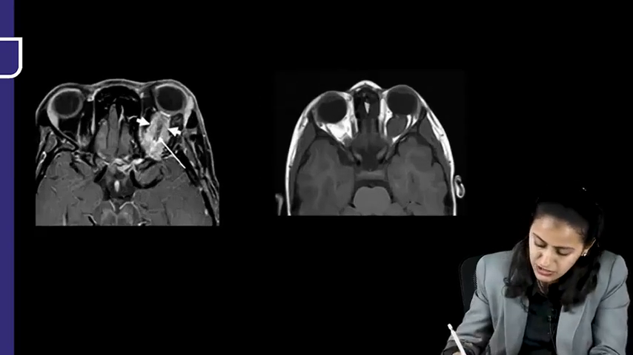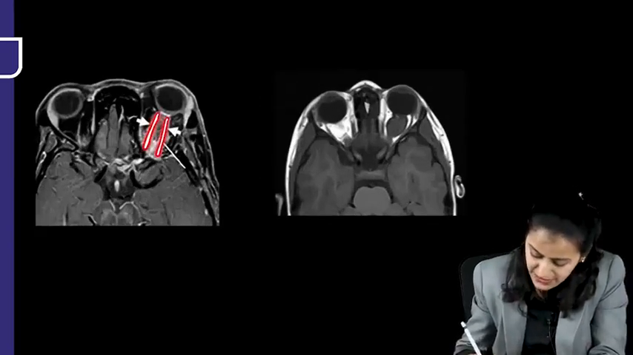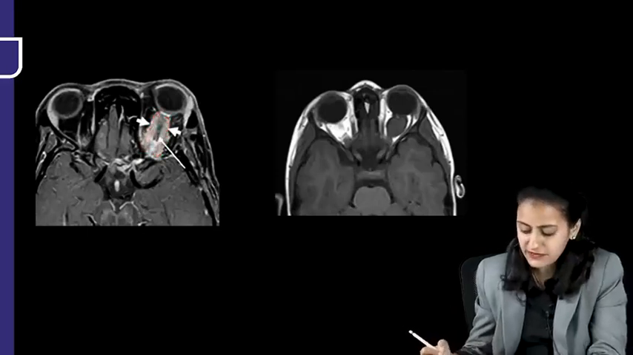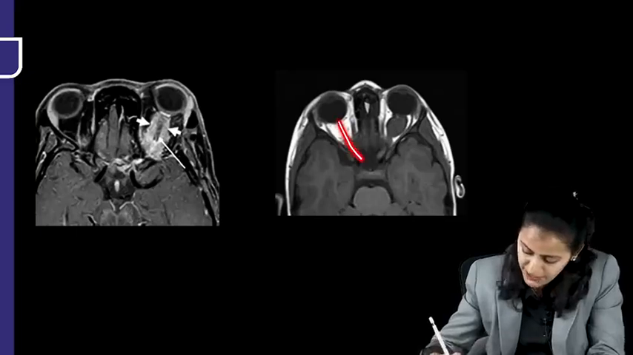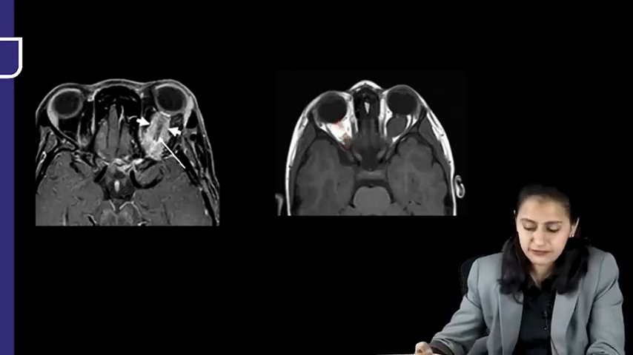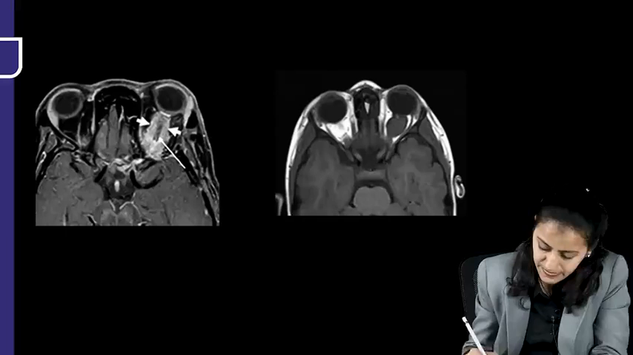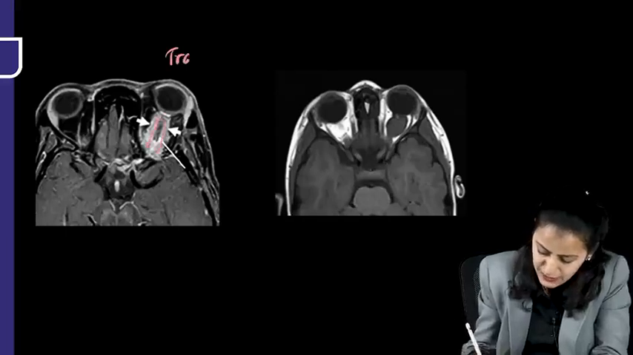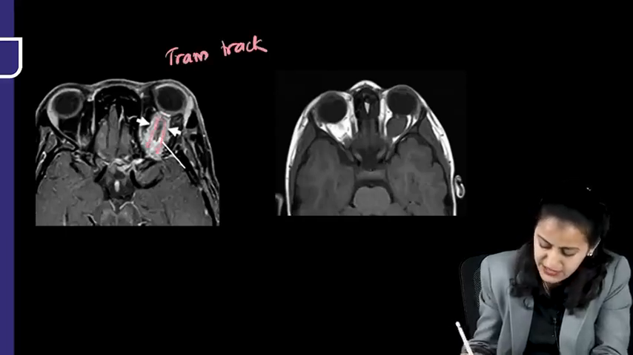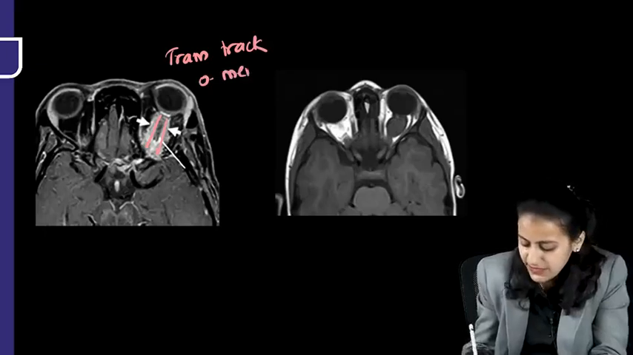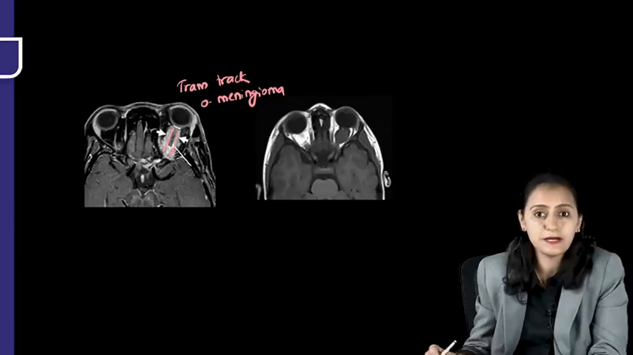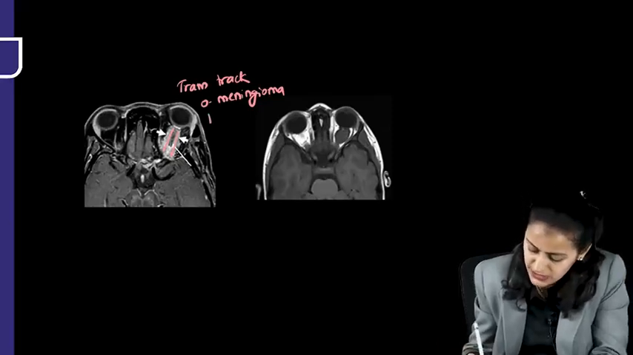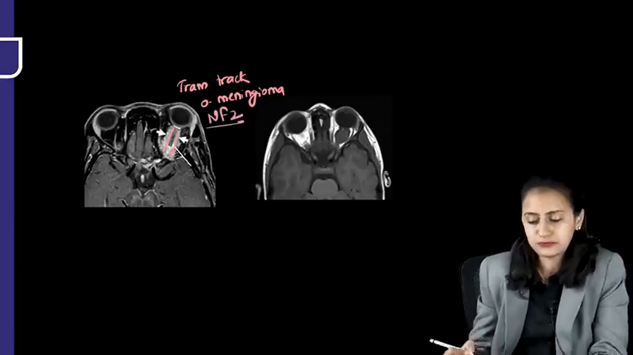So look at the image here, what are we seeing? Look at the thick enhancement surrounding the optic nerve in the center. This is where the optic nerve would be, going through the apex of the orbit, right? So this is the tram track sign that we are seeing here. So this is suggestive of optic nerve meningioma. The tram track appearance is seen in optic nerve meningioma, and optic nerve meningioma is associated with NF2.